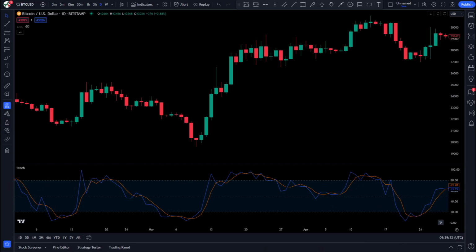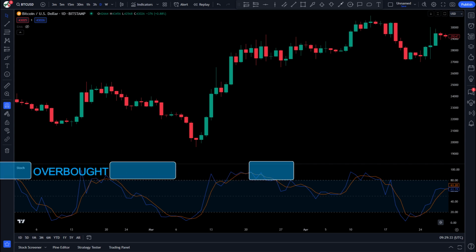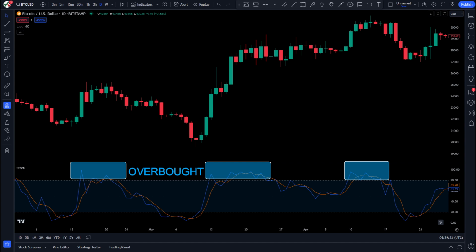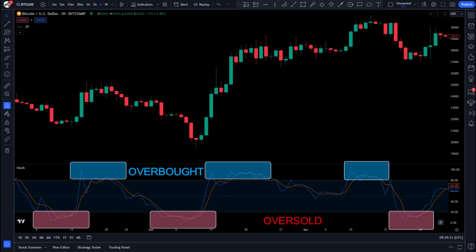This is the price trend on the D1 time frame. I've added a stochastic indicator with a 14-day period. The overbought zone is marked with a blue rectangle, while the oversold area is highlighted in red. These zones are delineated by the levels of 20% and 80%.